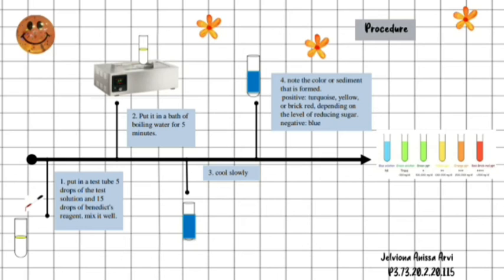First, put in a test tube 5 drops of the test solution and 15 drops of Benedict reagent and mix it well. Since we have 10 solutions, do it 10 times. Second, put the test tube in a water bath of boiling water for 5 minutes. Then let the test tube cool slowly. After that, pay attention to the color or sediment that is formed.